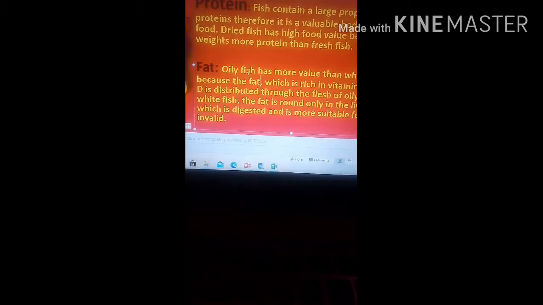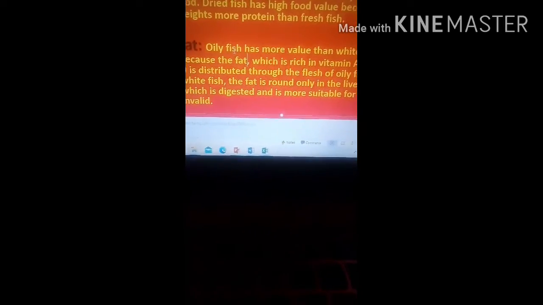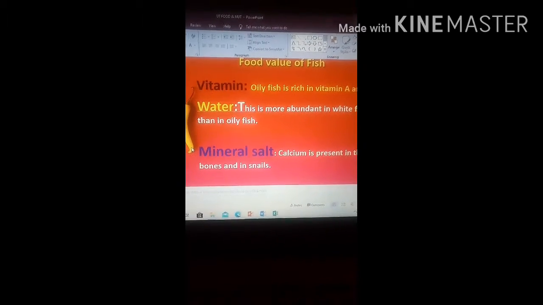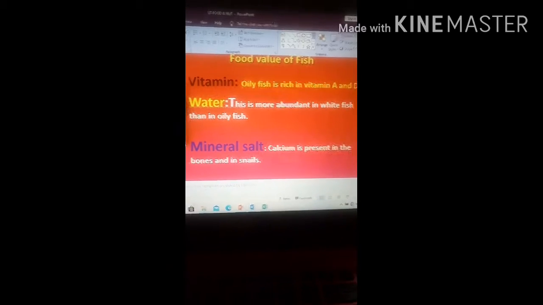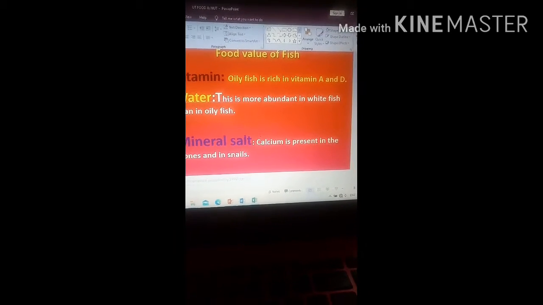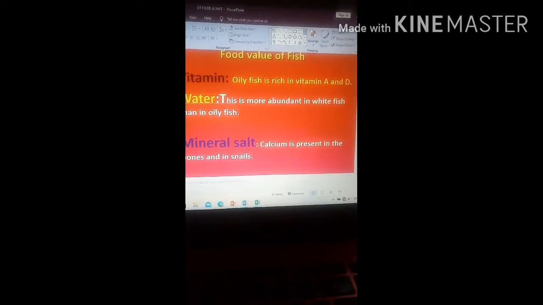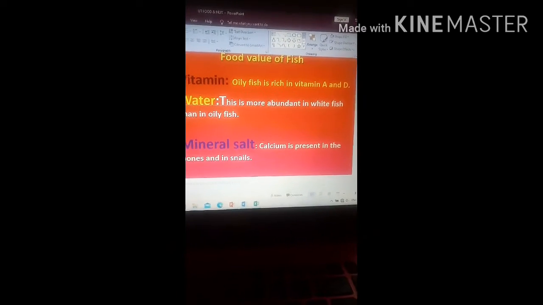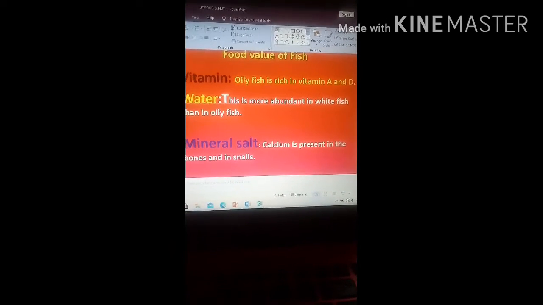So this type of fish is good for both the invalids and the convalescent patients in the hospital. We have some other food values of fish. The next one is the vitamin. Oily fish is rich in vitamins A and D. We know that vitamin A prevents night blindness and vitamin D prevents rickets.